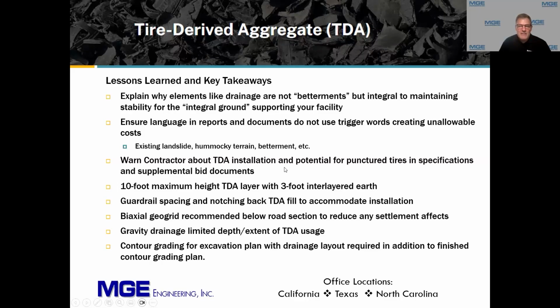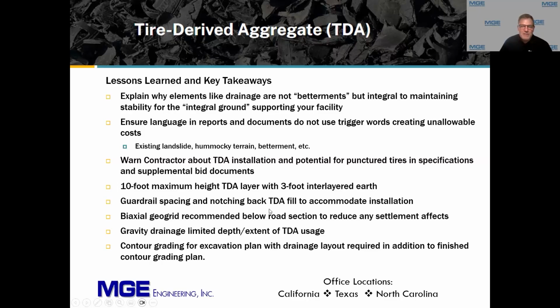And then also make sure that you warn the contractor in your special provisions and supplemental information that TDA has potential for puncturing pneumatic tires on construction equipment, because it does have some tire bead, steel sticking out of it from time to time. So track mounted equipment on tracks is the way to go, as opposed to pneumatic tires if you're going to use TDA replacing it. 10 foot is the maximum TDA thickness.